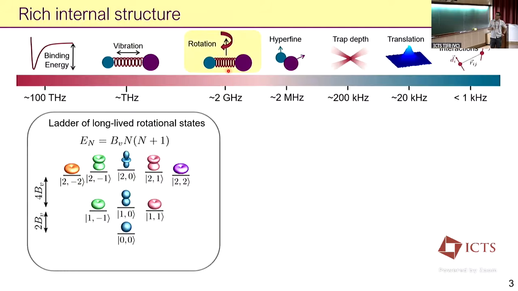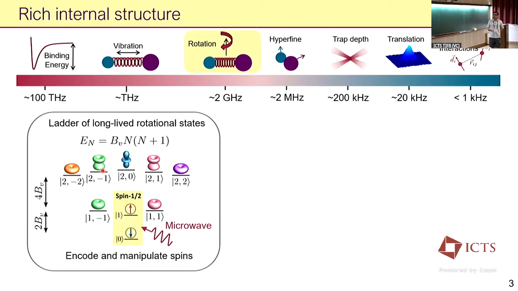And if you're not familiar, this forms this beautiful ladder of rotational states. So the energies are given by multiples of the rotational quantum number n multiplied by this rotational constant B. Okay, and so this is an anharmonic ladder. So the separation is 2B, 4B, 6B, and so on. And these states are all very long-lived.